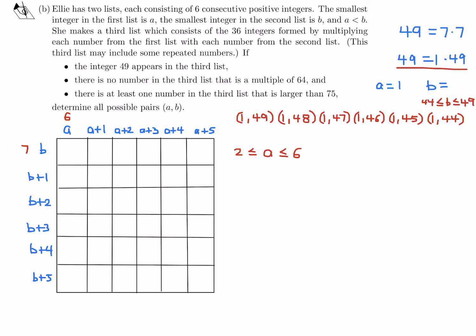Now let's figure out B. The 7 I've put initially here, but the 7 can also go here or here or here or here or here. If the 7 goes, for example, there, then obviously B has an upper limit of 7. But if the 7 went here, this would be 6, 5, 4, 3, and 2. So that means the lower limit is 2.